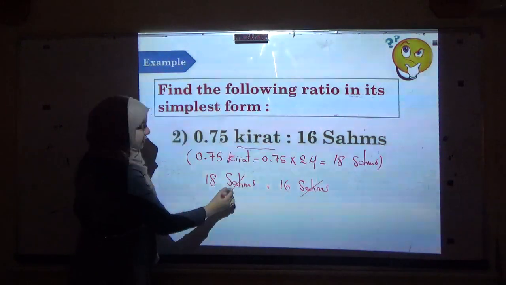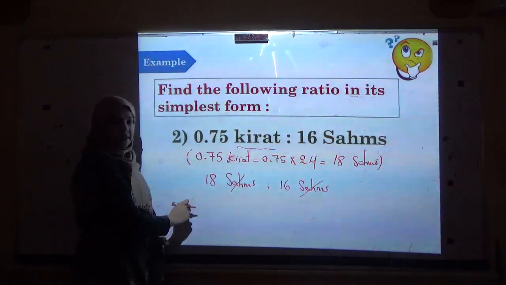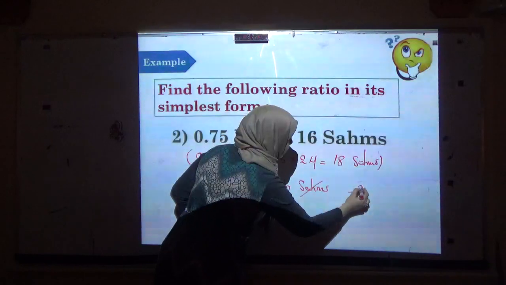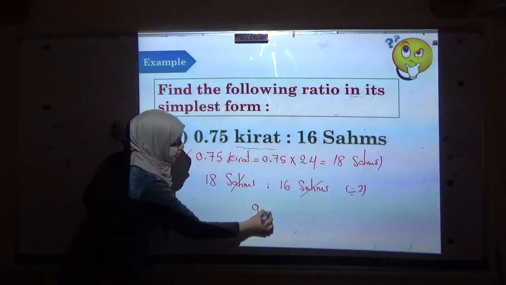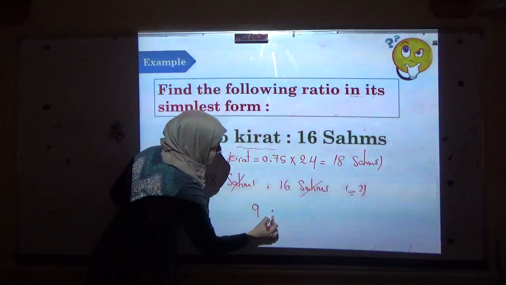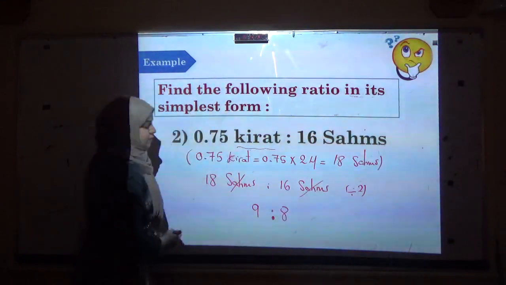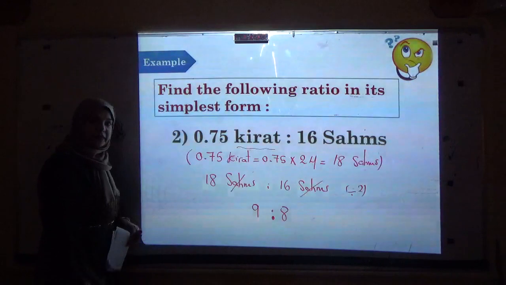Cancel this unit. The common factor between 18 and 16 is 2. Divide the two terms by 2. 18 divided by 2 equals 9, and 16 divided by 2 equals 8. So this ratio in the simplest form is 9 to 8.